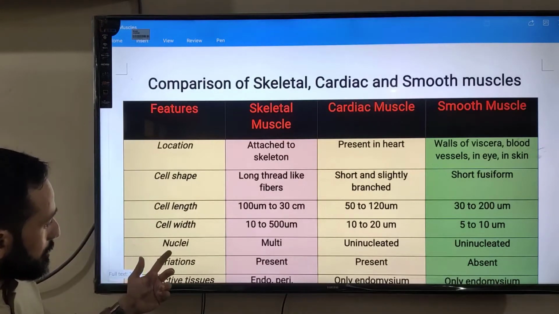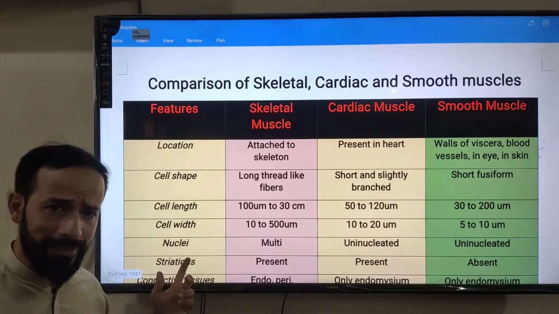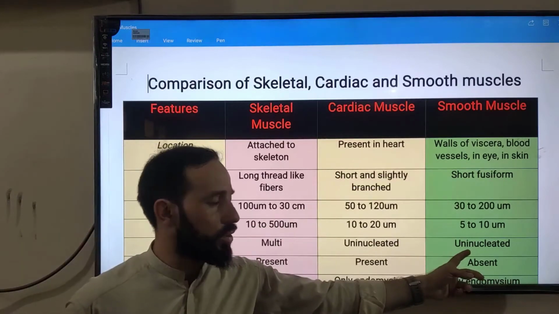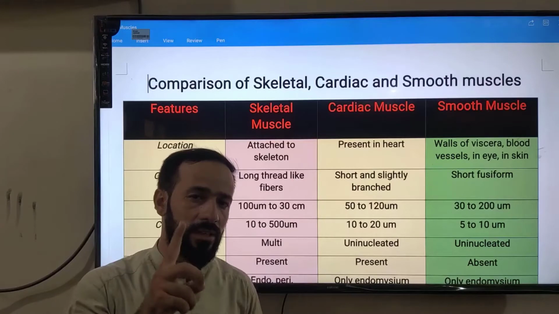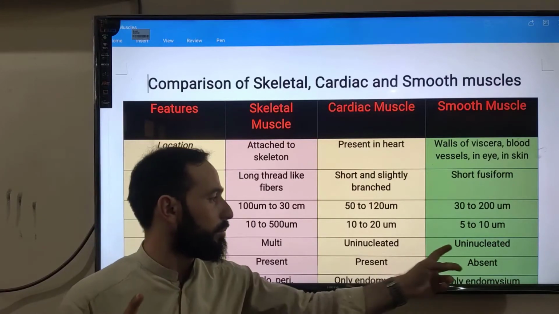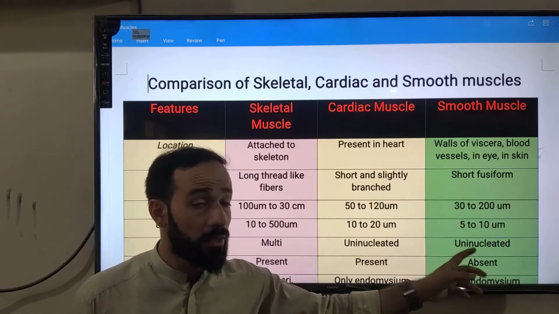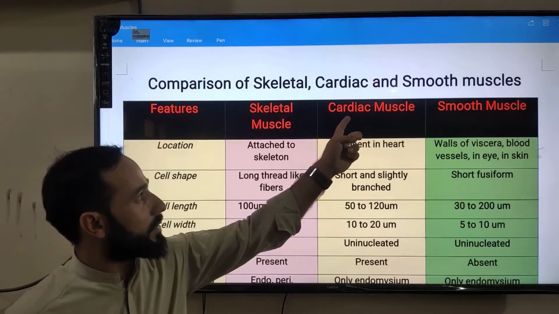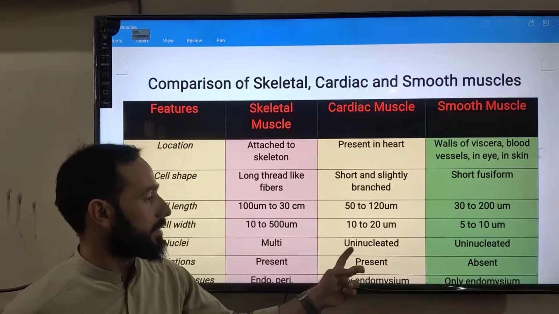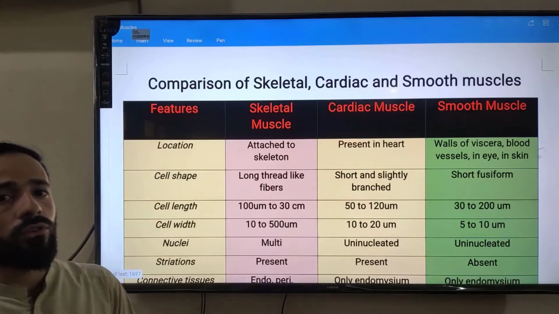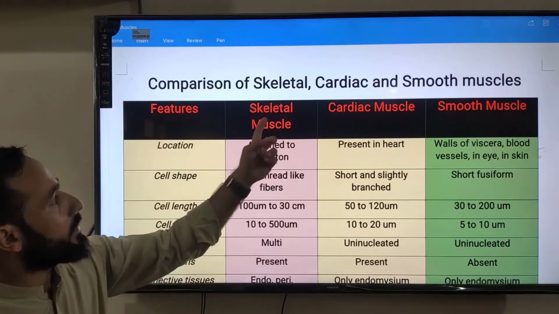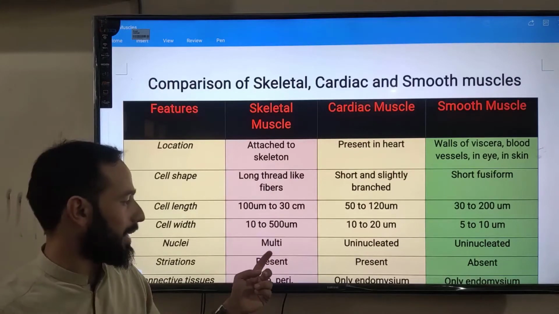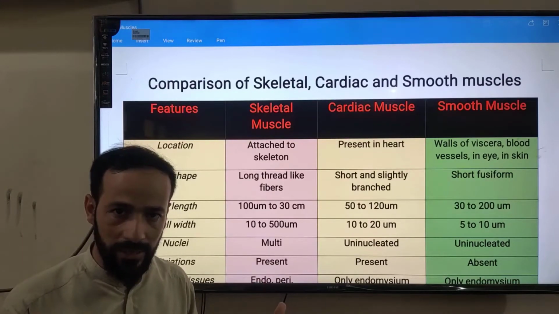Next property is the nuclei. All the smooth muscle cells contain only one nucleus, so we call them uninucleated. We are talking about the cell of the muscle. The cardiac muscle cell also contains one nucleus, so it is uninucleated. And the skeletal muscle cells contain many nuclei in one cell. They are called multinucleated.